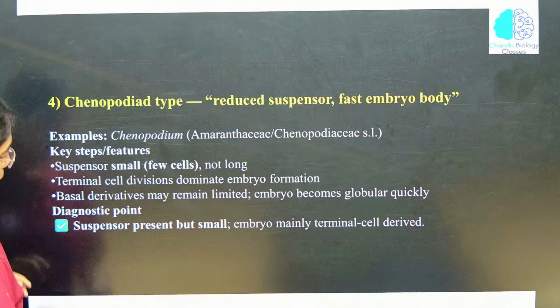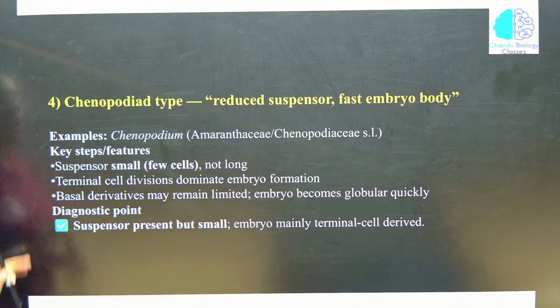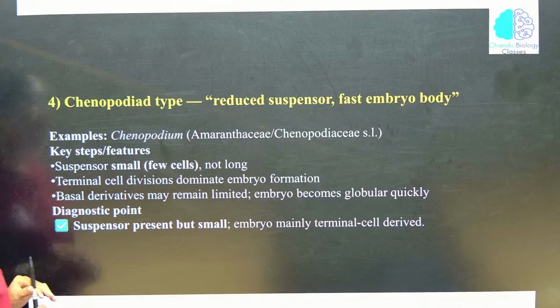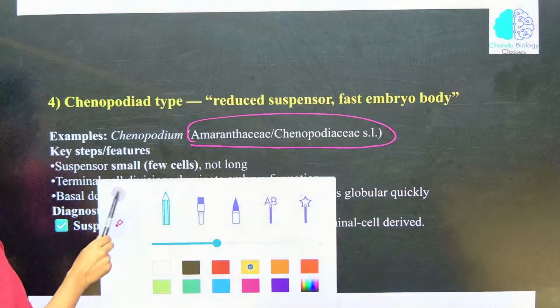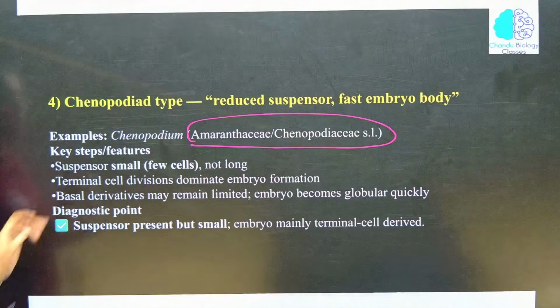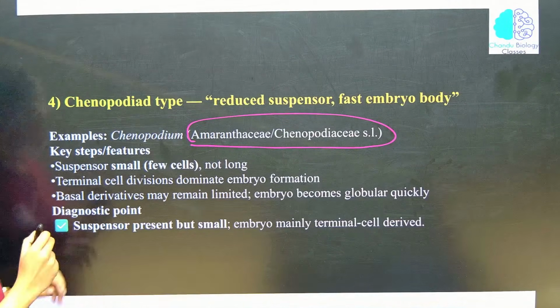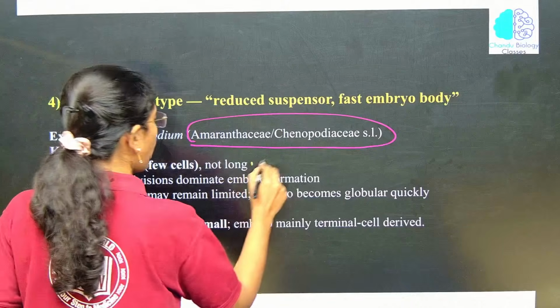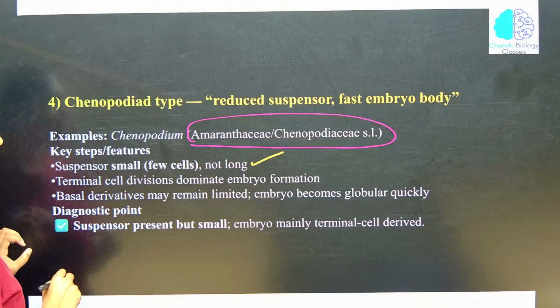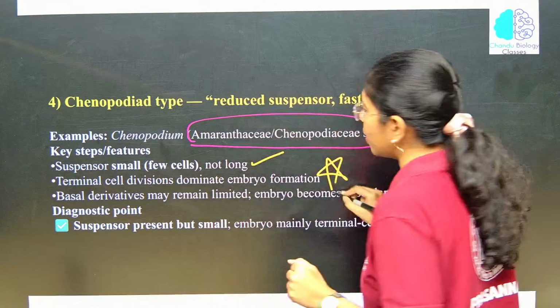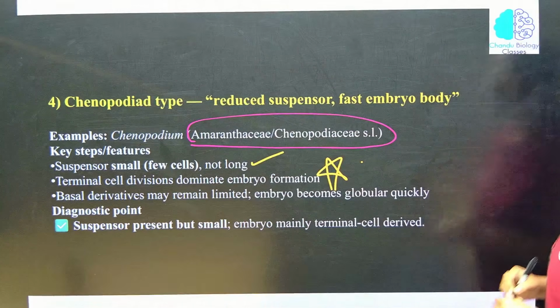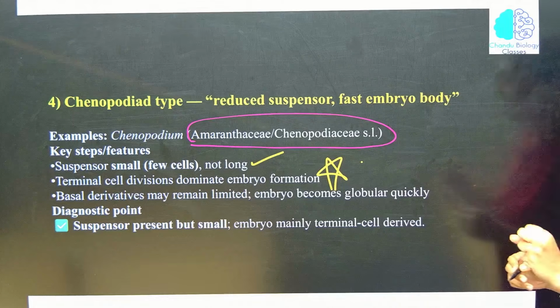In this type, if you see examples: Chenopodium, Amaranthus, Chenopodiaceae. Key steps here: the suspensor is small and not long. The terminal cell divides and dominates the embryo formation. The terminal cell itself dominates the embryo formation. Basal derivatives may remain limited.